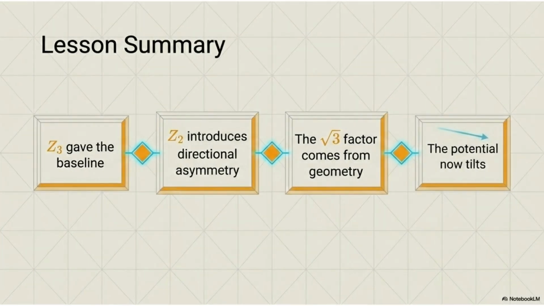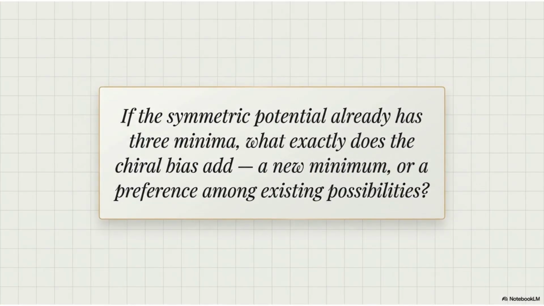To summarize, Z_3 gave the baseline, Z_2 introduced directional asymmetry, the square root of 3 factor comes from geometry, and the potential now tilts. A question to consider: if the symmetric potential already has 3 minima, does the chiral bias add a new minimum or a preference among existing possibilities?